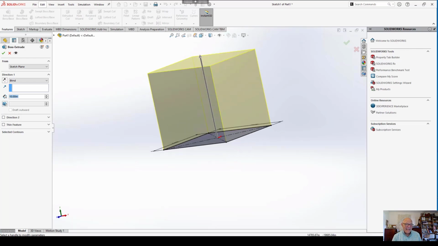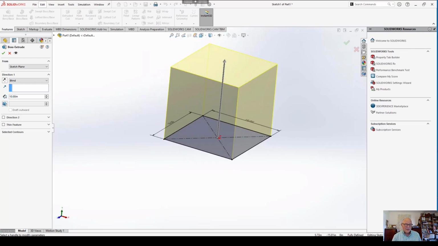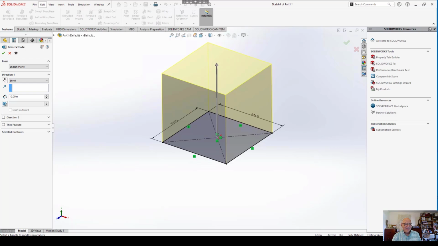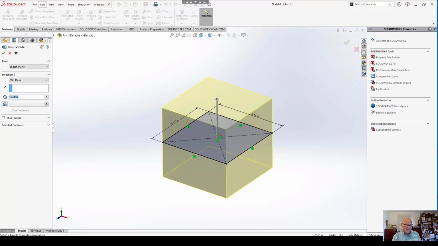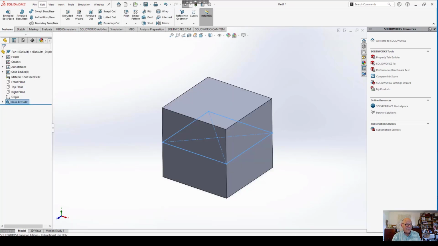However, now the origin is no longer centered on that cube. It all goes in one direction. So instead of blind, I'm going to pick that and go down to midplane, and you'll notice now the origin is embedded at the midplane of this cube. I do that, click the green to say yes I mean it, and now I have a cube. So I want you to do that. Then you can pause this video and come back and do some other things.